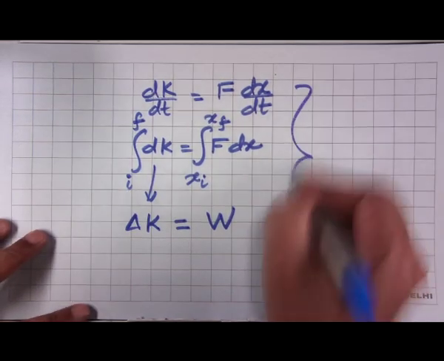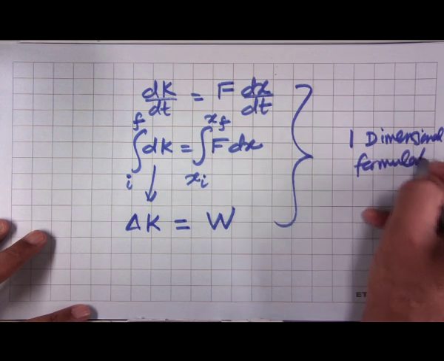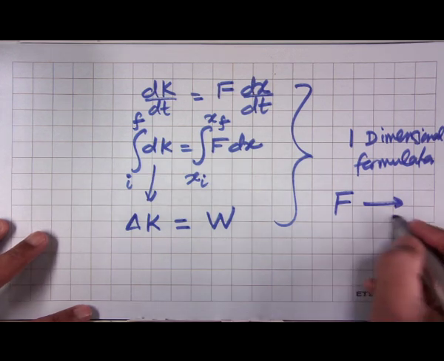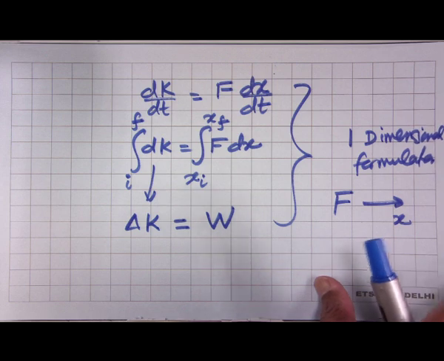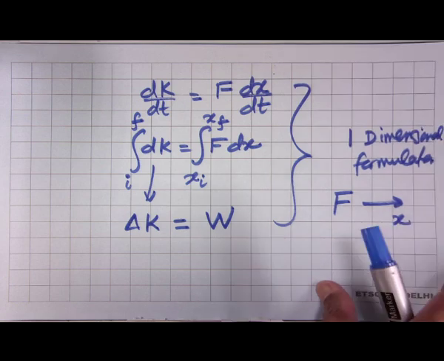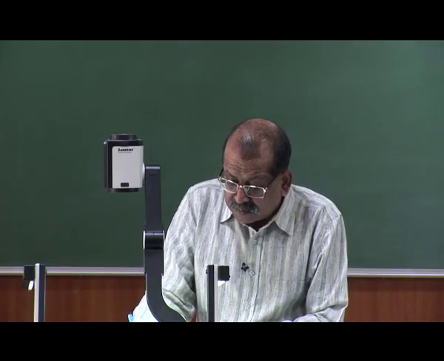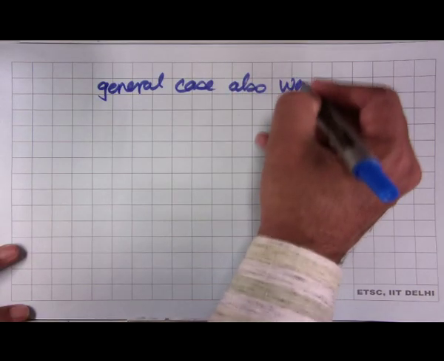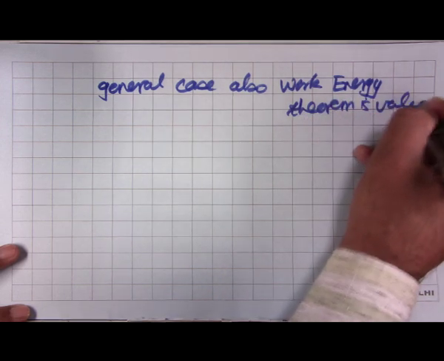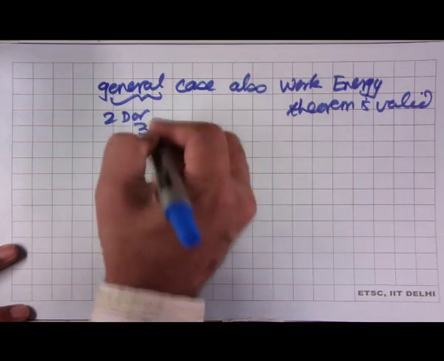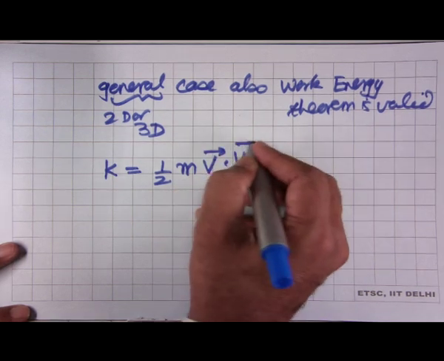This derivation which has been done was for a one dimensional formulation, which means that the force is along one direction, let us say x, and the movement of the particle is also along x. Well, this derivation has been done for one dimensional motion, but this is also valid for a general case, and by general I mean 2D or 3D motion, the work energy theorem is valid. Here what we will use is, if we have a general case, then we will have to use K is equal to half m v dot v.